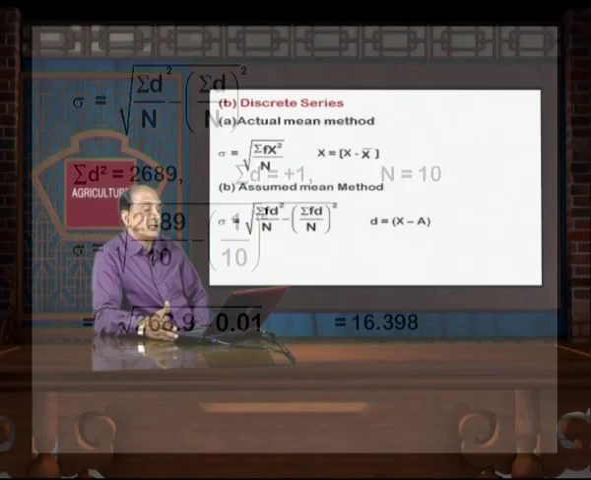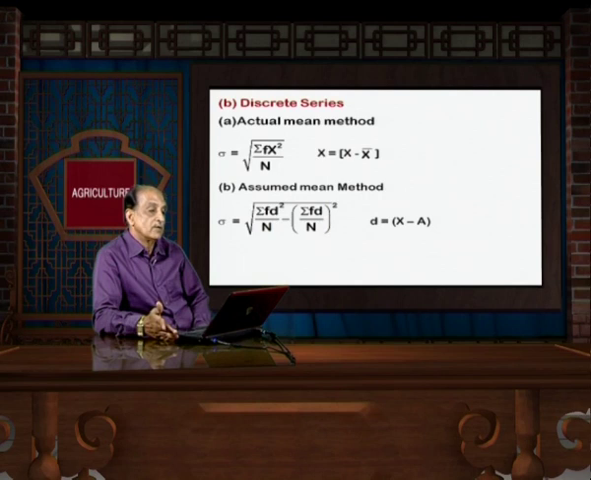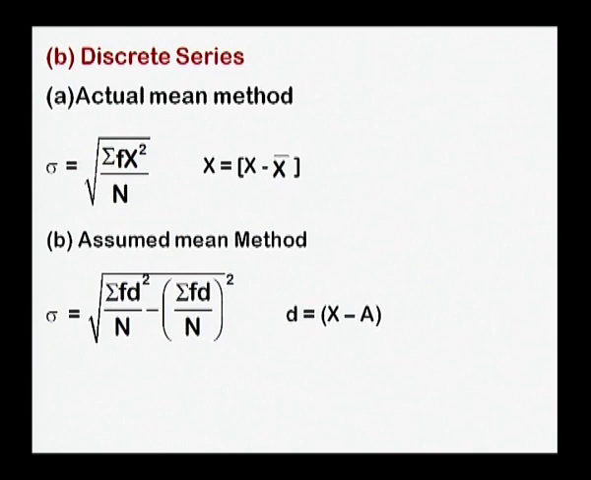So, that we have discussed in respect of individual observations. Then how to calculate standard deviation in respect of discrete series? Again, we can calculate with the help of actual mean, or we can find it out with the help of assumed mean. The first formula is standard deviation is the root of summation f x square divided by n. X here means x minus x bar, that is actual mean.